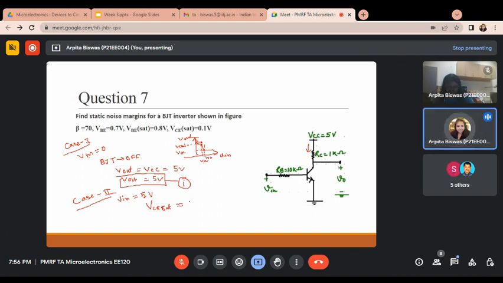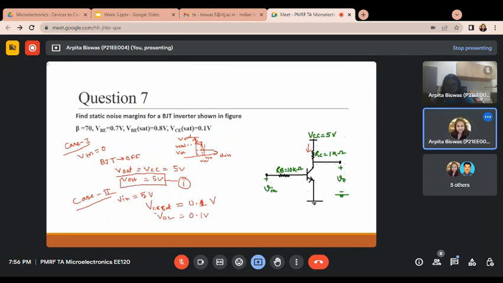Yes, you can take 0.1 volt, given. It is mentioned in the question. Okay. If it is not mentioned, then you can take 0.2 or 0.3 for silicon and 0.1 for germanium. These are standard values. Okay. Then this is the V output low. This is the 0.1 voltage.